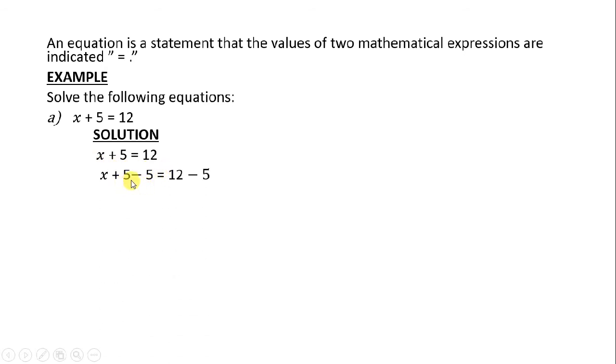So what are we supposed to do? We introduce the additive inverse of 5 on both sides, which is negative 5. So introduce negative 5 on both sides so that 5 minus 5 will give us a 0. So 5 minus 5 is giving us a 0. 12 minus 5 is giving us a what? A 7. As simple as that.